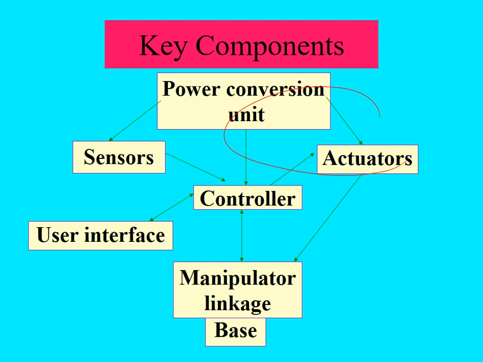Then you've got the controller. The controller is the heart of the robot, that's why it's the center, and it talks to pretty much everybody else in the robot system. The sensors don't talk directly to the actuator. The sensors don't talk directly to the user interface. The sensors only talk to the controller. The actuators talk to the controller. They also have to pull power from the power system.